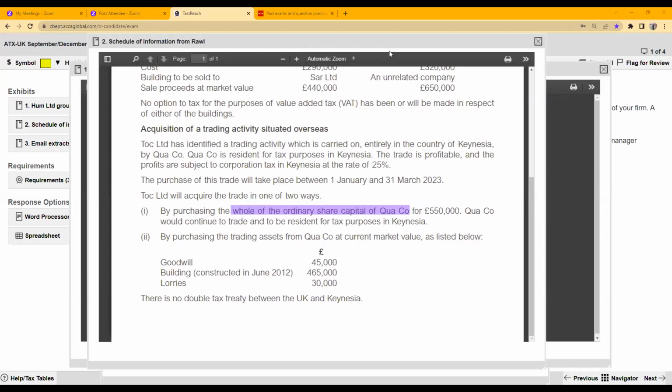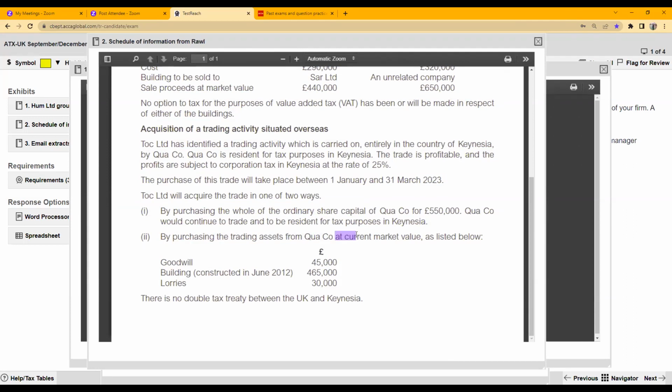Let me go back to the question slide. By purchasing the whole of the share capital of Quaco for 500,000, Quaco would continue the trade and remain resident for tax purposes in Kinesia. Which means, in the overseas subsidiary situation, these profits are not subject to UK taxes, right? Number 2, by purchasing the trading assets from Quaco, in situation 2 you are acquiring this business as an overseas branch, and the profits would be subject to corporation tax in the UK as well.